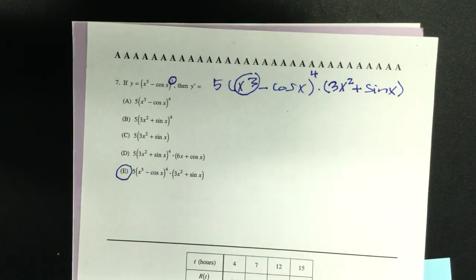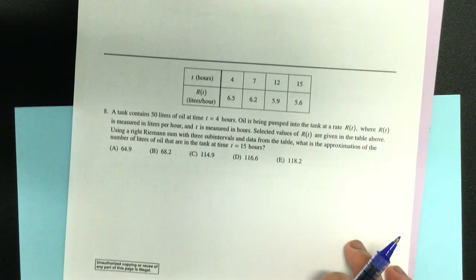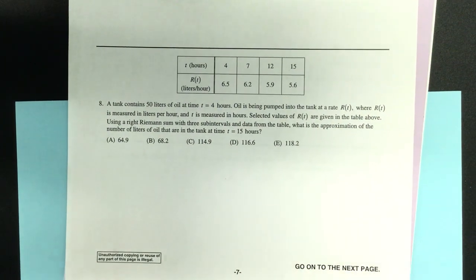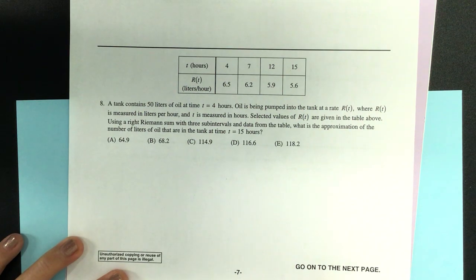Okay, my next one. Emily, let's read number 8. The tank contains 50 liters of oil at time t equals 4 hours. Oil is being pumped into the tank at a rate R(t), where R(t) is measured in liters per hour and t is measured in hours. Selected values of R(t) are given in the table above. Using a right Riemann sum with 3 subintervals and data from the table, what is the approximation of the number of liters of oil that are in the tank at time t equals 15 hours?